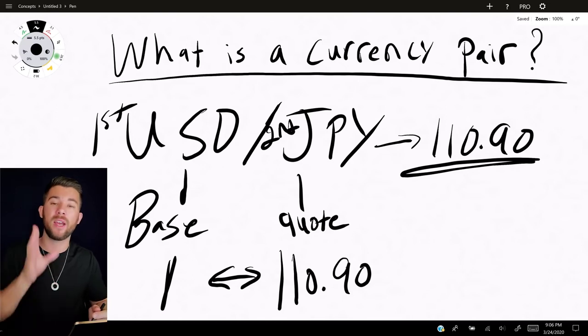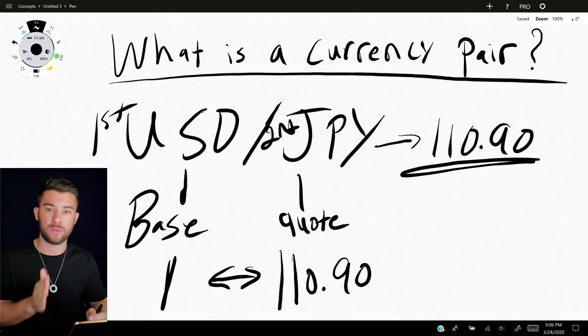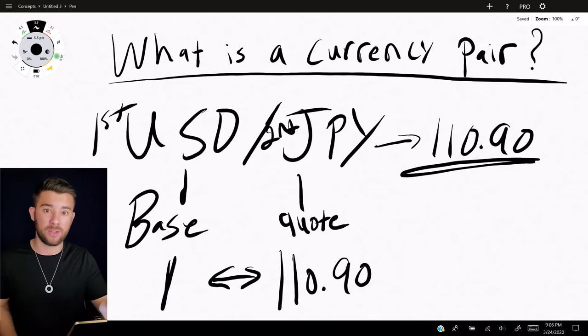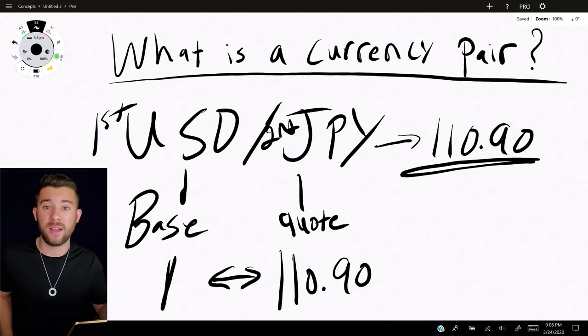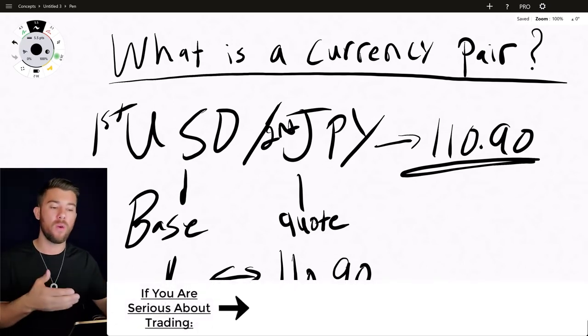The first currency is always the currency being compared to, and it always equals 1. So in this case, again, the dollar would be 1. The yen means I need $1, and when I have $1, I essentially have 110.90 yen.